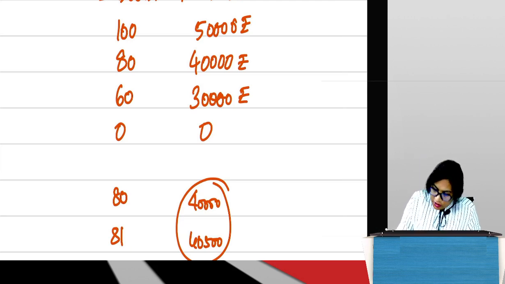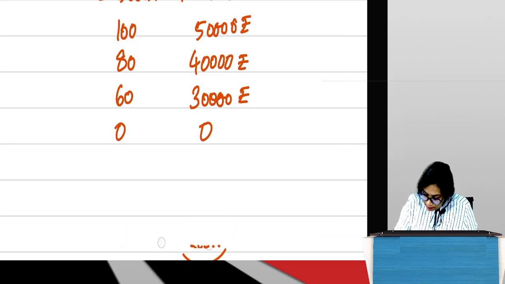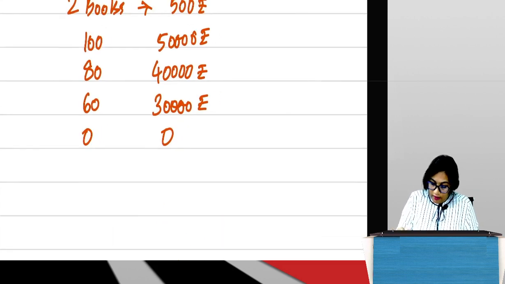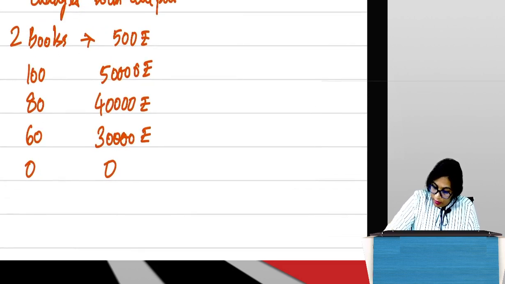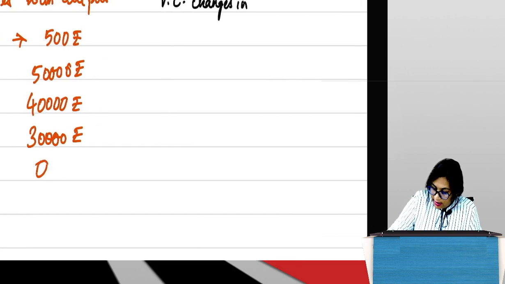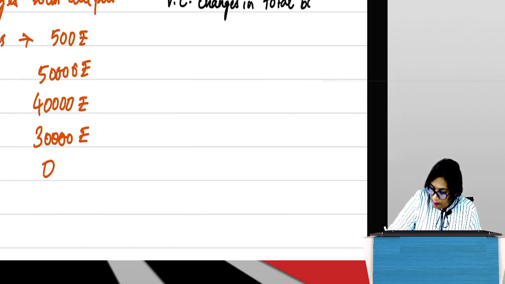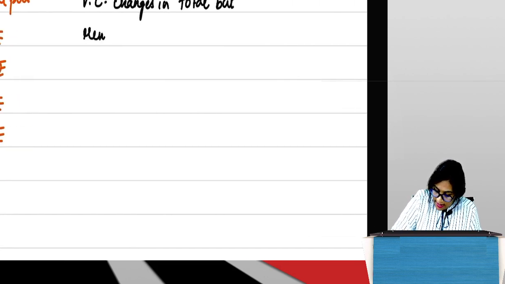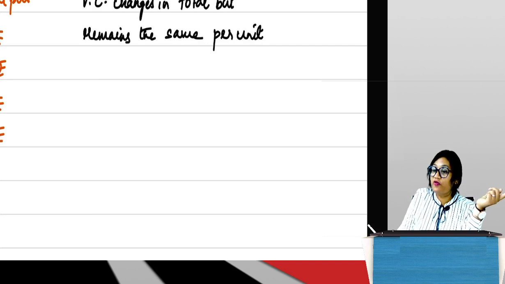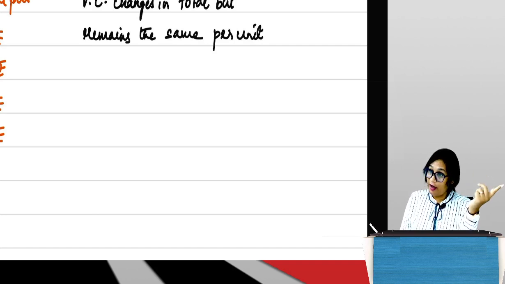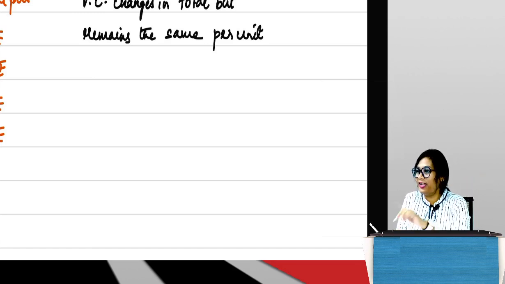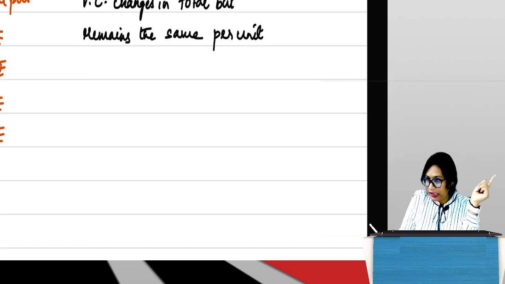So for the same example, if I were to give you a statement: variable cost changes in total but remains the same per unit. Remember what it was for fixed cost? Fixed cost was the opposite. Fixed cost remains the same in total but changes per unit. We saw that table. Yes.